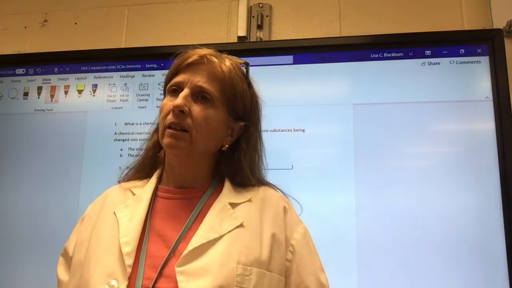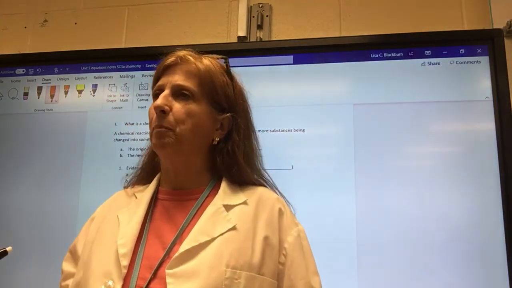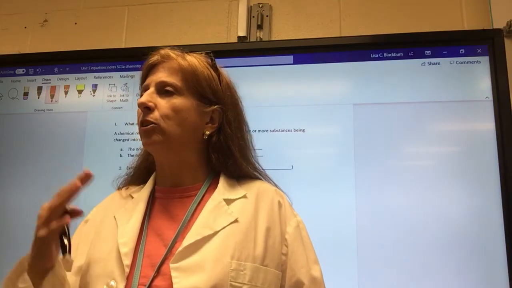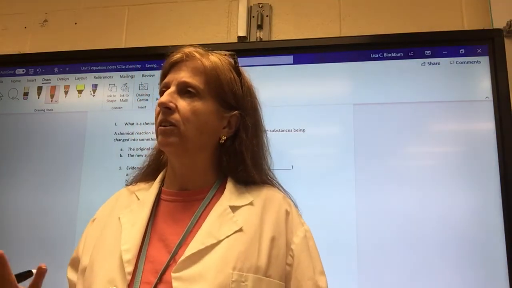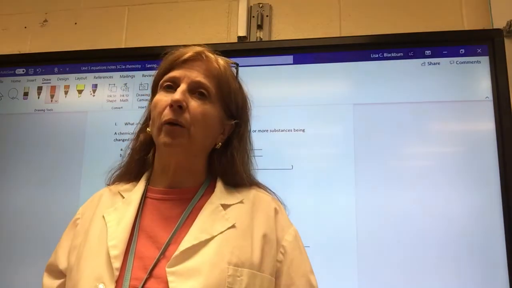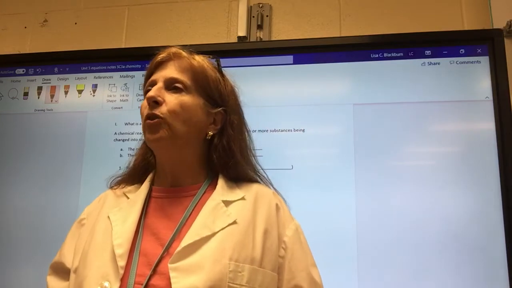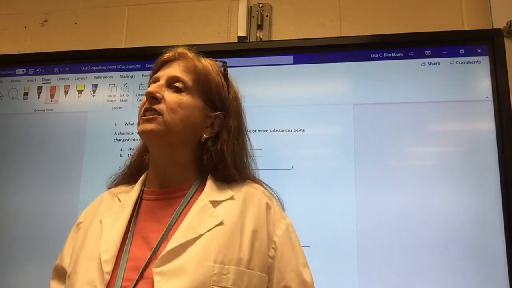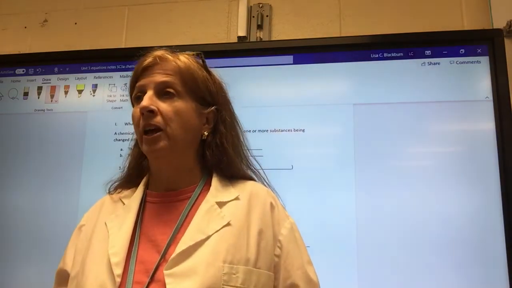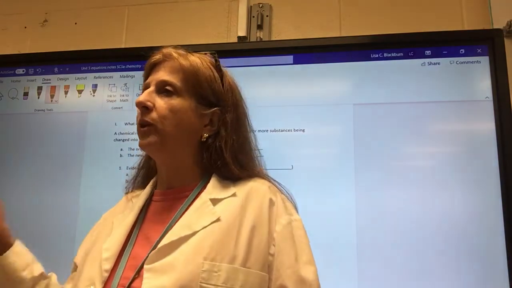So if I take water and I boil it, and it becomes water vapor, has a chemical change taken place? No, it's still H2O. It's gas H2O, but it's still the same compound. For it to be a chemical change, it is going to have a new compound. And we're going to break bonds and reform bonds and make something new.